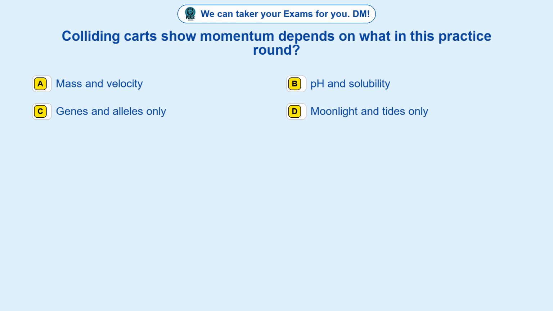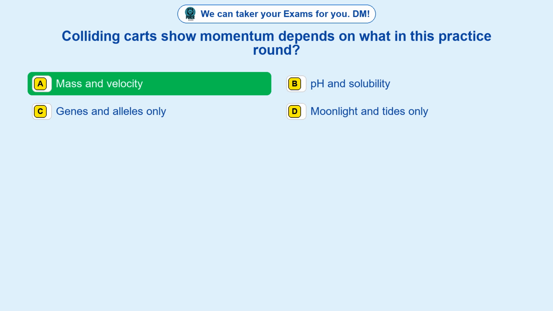Question 62. Colliding carts show momentum depends on what in this practice round? Option A, mass and velocity. Option B, pH and solubility. Option C, genes and alleles only. Option D, moonlight and tides only. The correct answer is option A.